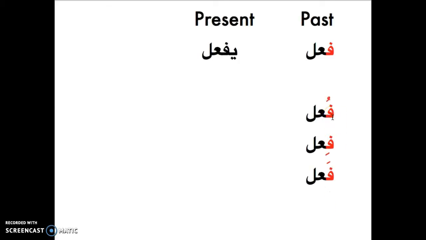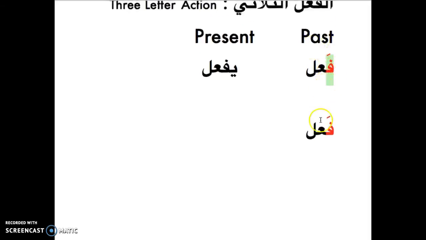Now, the second and the third we also cannot have because it's heavy. It's heavy to begin with a dhamma, and it's also heavy to begin with a kasra. So we cannot have that one and we cannot have that one, meaning that it will always be open. It will always be a fatha. So with this letter we do not have any variation. It's always going to be open in the past, always this one.